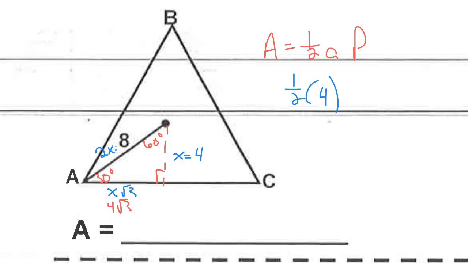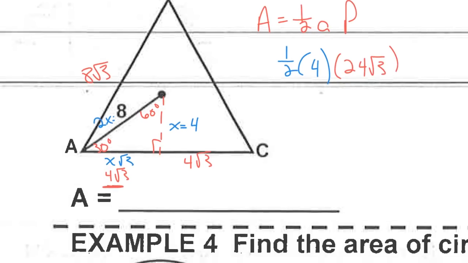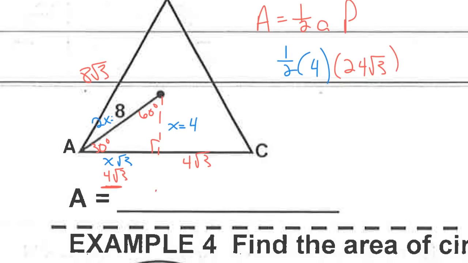Now I need the perimeter. If that's 4 square roots of 3, so is this, which means my side lengths are 8 square roots of 3. I have 3 of them, so my perimeter is 24 square roots of 3. Now I can do my multiplication. Half of 4 is 2. 2 times 24 gives me 48. And don't forget your square root of 3 units squared. So that's a little bit tougher than the other ones, but it's still not that bad.